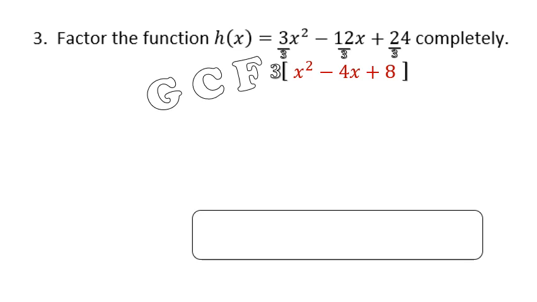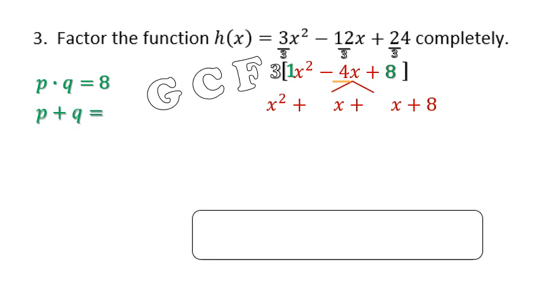And that's still a trinomial, so we still attack it the same way that we have been. We want to try to split the middle term. We need two numbers that multiply to be the first number times the last number. 1 times 8 is 8. And they're going to add to be the middle number, which is -4. So, if they multiply to be positive, that means we're dealing with two of the same sign. They add to be negative means they're both negative.